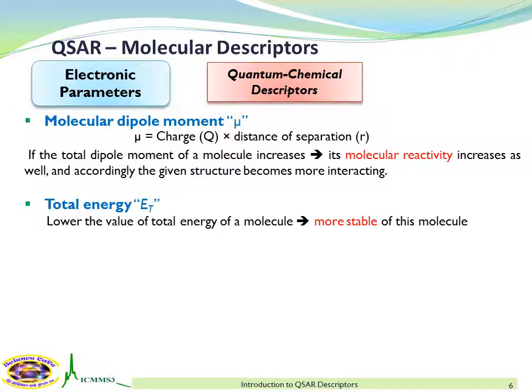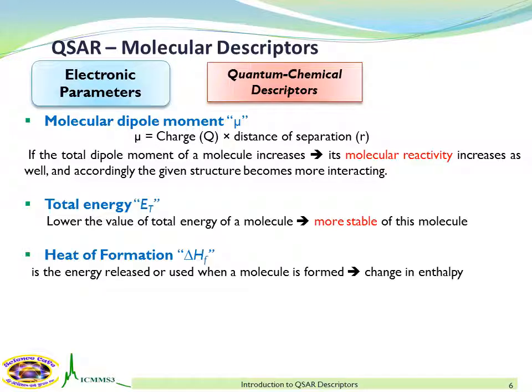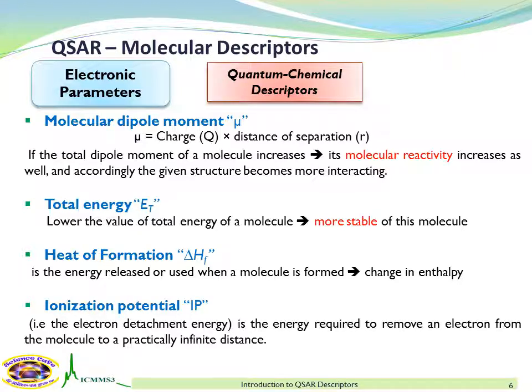The total energy gives information about the total energy of the whole molecule, and the lower the value of the total energy of the molecule, the more stable this molecule is. The heat of formation gives information about the energy released or used when the molecule is formed, so it will have a change in the enthalpy of the molecule. The last one is the ionization potential, which is the electron detachment energy, or the energy required to remove an electron from the molecule to infinite distance. If the value of the ionization potential is low, it will be easy to remove an electron. And if it's high, it is hard to remove an electron and interact with other compounds.